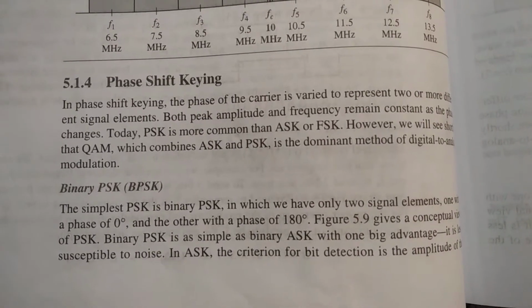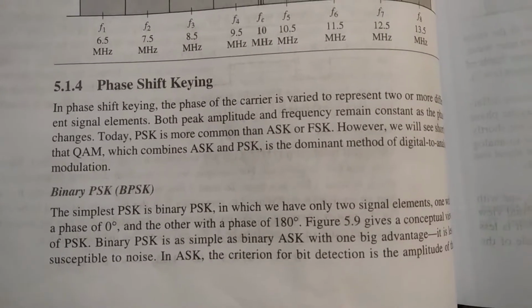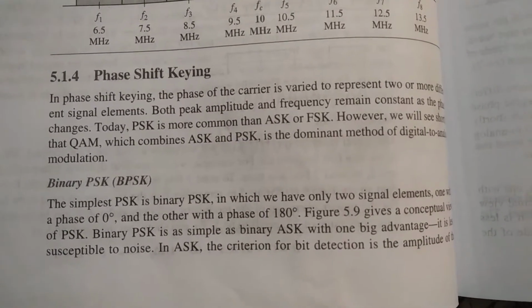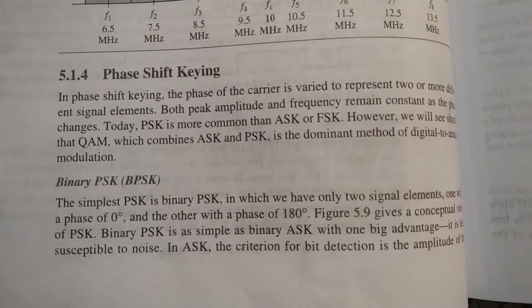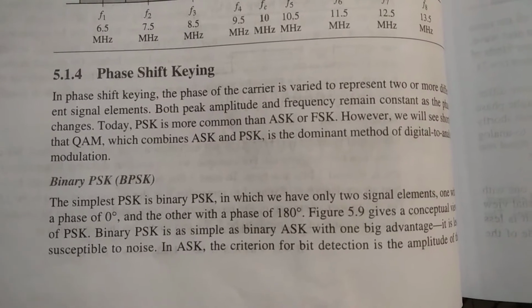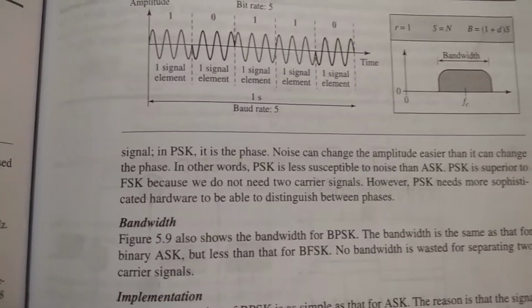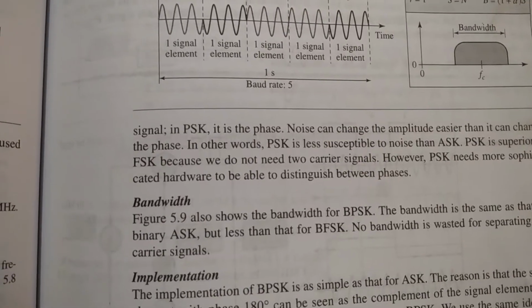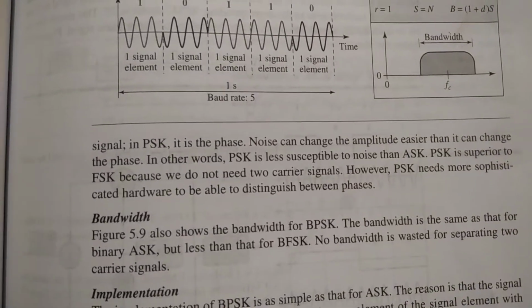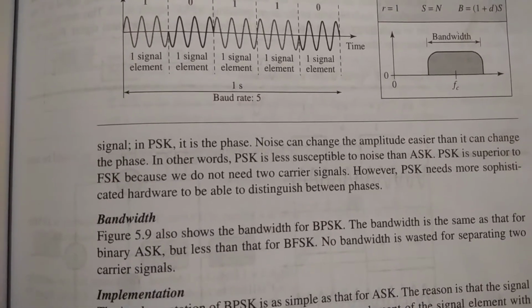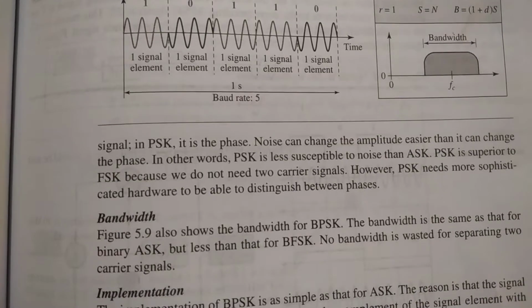Binary phase shift key is used very frequently because it is less prone to errors or noise. Noise can usually change the amplitude of the signal, but it cannot change the phase of the signal. It is also superior to frequency shift key because we do not require two carrier signals. In case of phase shift key, we require only one carrier signal. But the disadvantage of phase shift key is that we require more hardware in order to distinguish the phases.